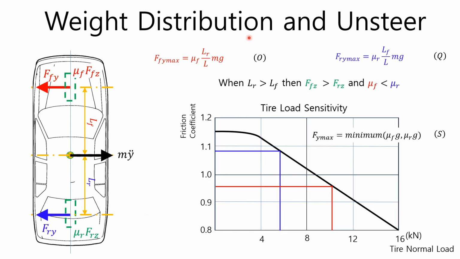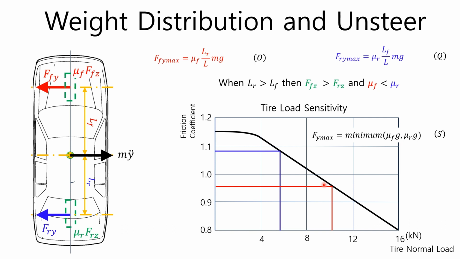Let's look at the relationship between weight distribution and understeer during a constant speed and constant radius turn. We have previously looked at the tire load sensitivity. I explained that if the front and rear wheels are the same tire and the road surface is uniform, the friction coefficient of the tire will vary depending on the normal load. As shown in the graph, as the tire normal load increases, the friction coefficient decreases, and as the tire normal load decreases, the friction coefficient increases. Therefore, in equation S, the one with the greater load among the front or rear wheels has a smaller friction coefficient and therefore reaches the friction limit first.